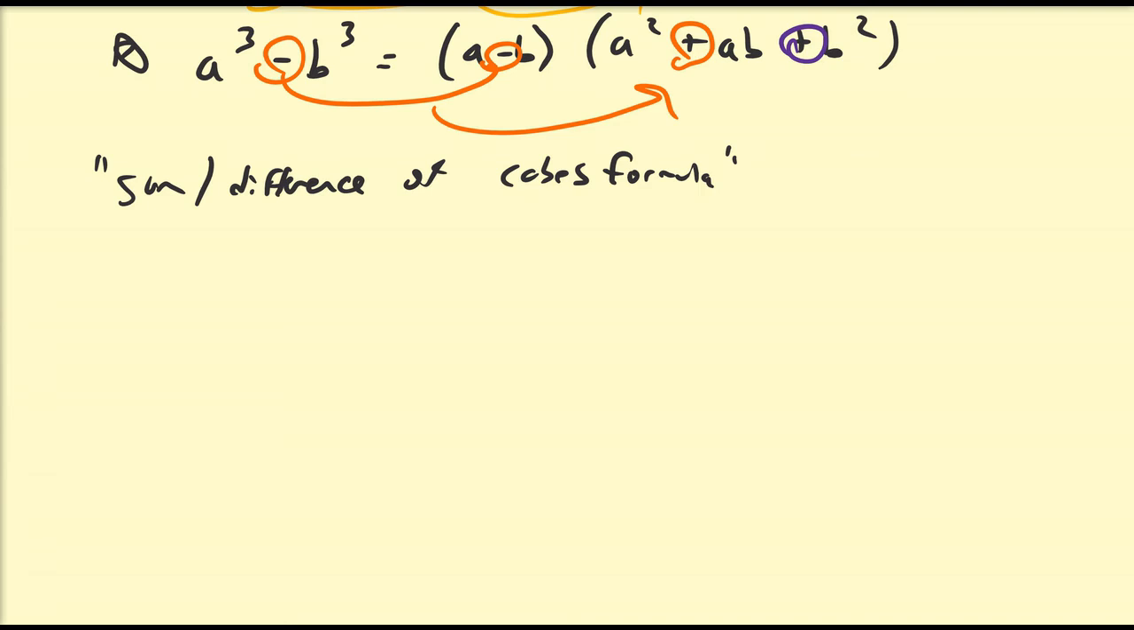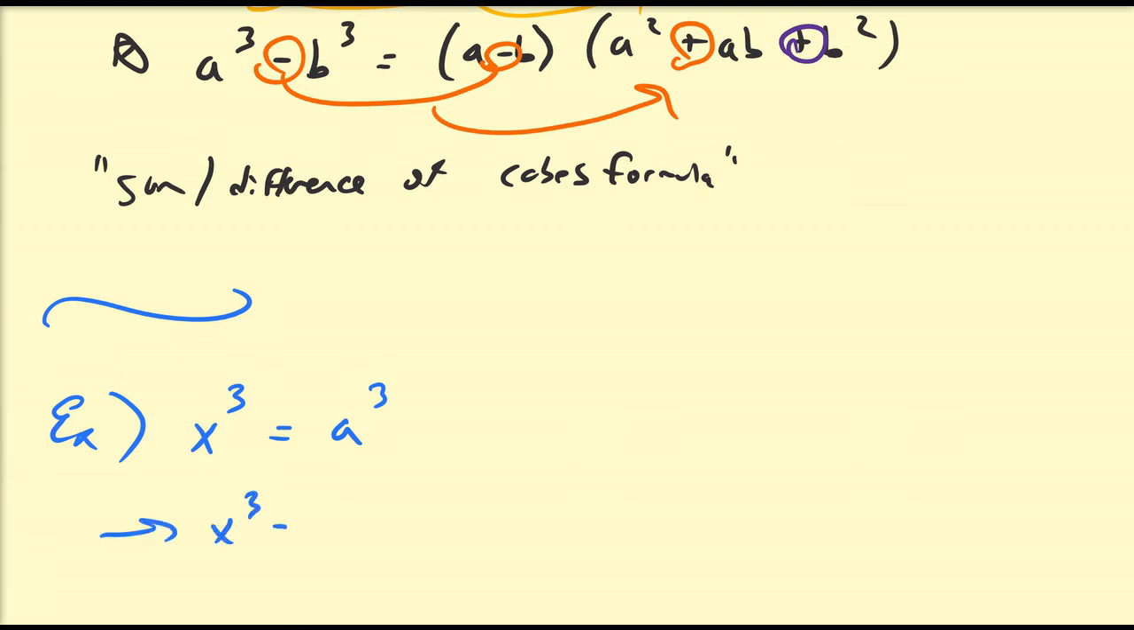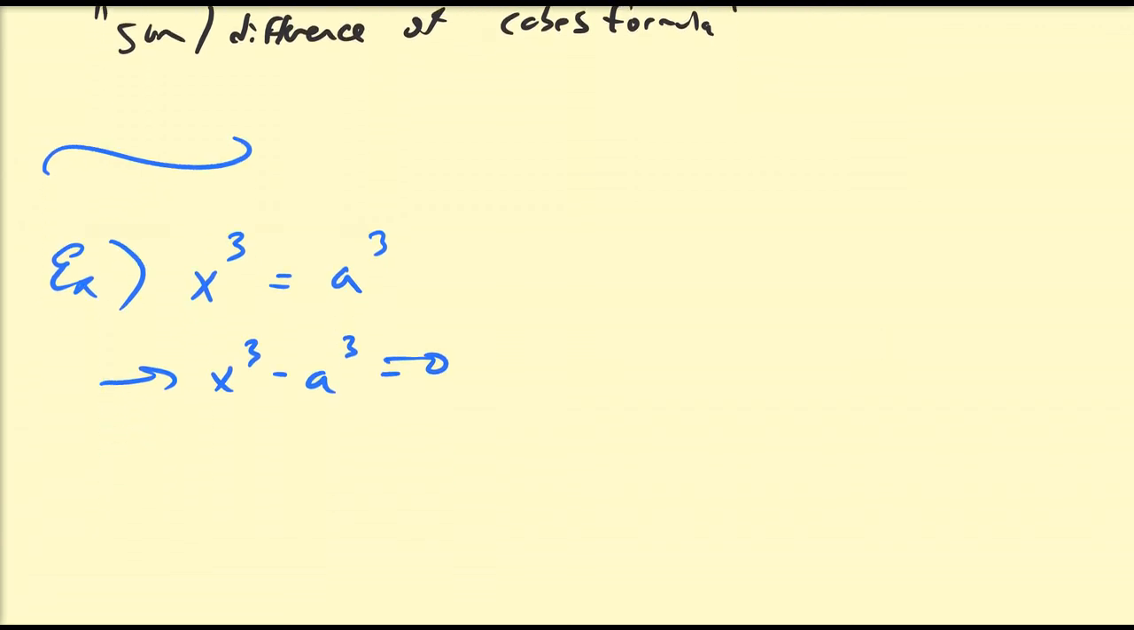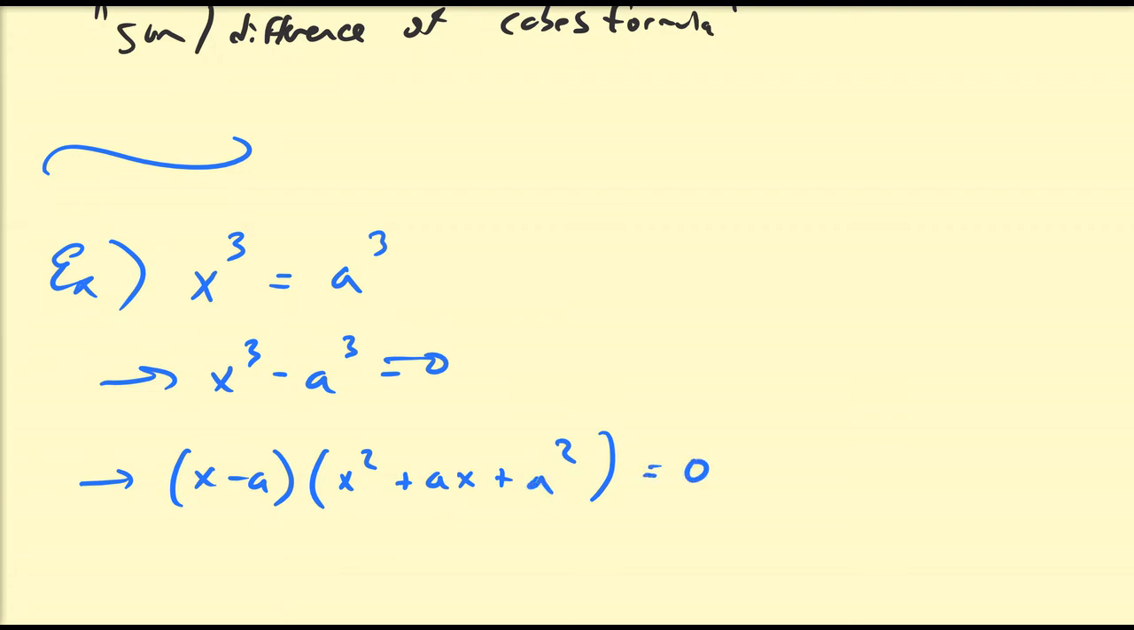Alright, so let's consider a particular form so we can understand the types of solutions that we may have with this. So suppose we have, as an example, x cubed is equal to a cubed, right? So if this is the case, then that means we have x cubed minus a cubed is equal to 0. So I can use my difference of cubes relationship, so that's going to be x minus a times x squared plus ax plus a squared, is equal to 0.